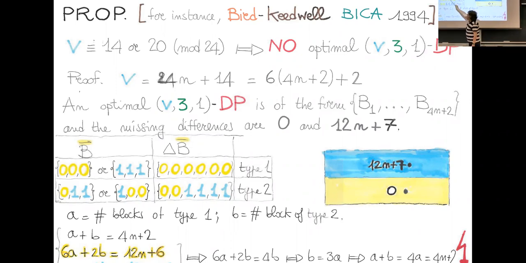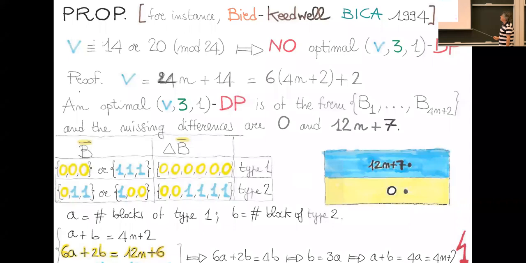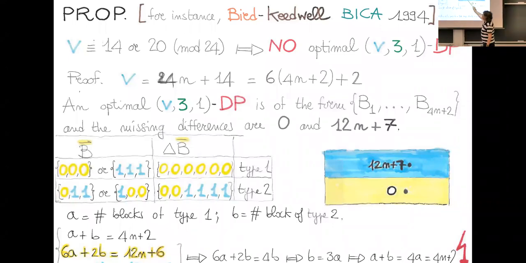Assume that, consider the case v congruent to 14 modulo 24. So v is of the form 24m plus 14. And assume that an optimal (v,3,1) difference packing exists. So v is of the form 6 times (4n plus 2) plus 2. If the difference packing exists, it must have 4n plus 2 blocks if I want optimal. Each block produces 6 differences, and then I have 2 missing differences.